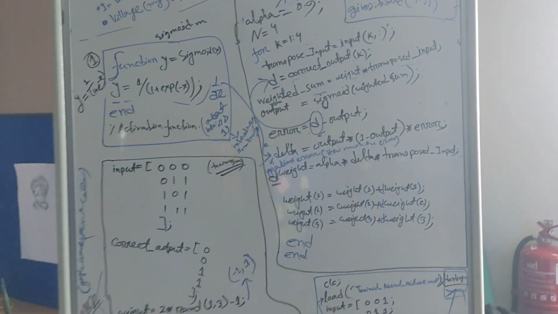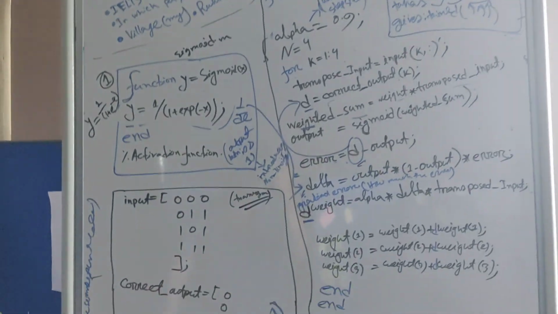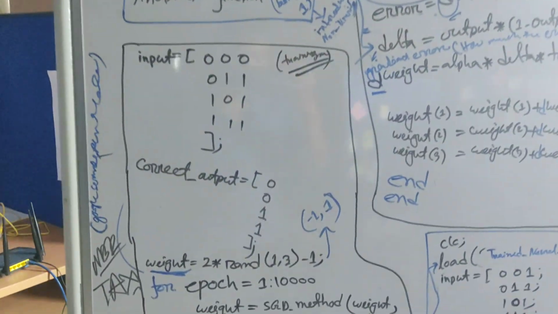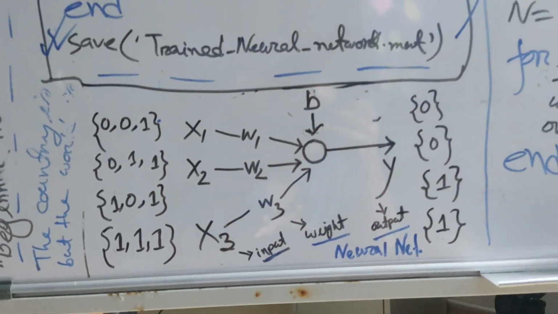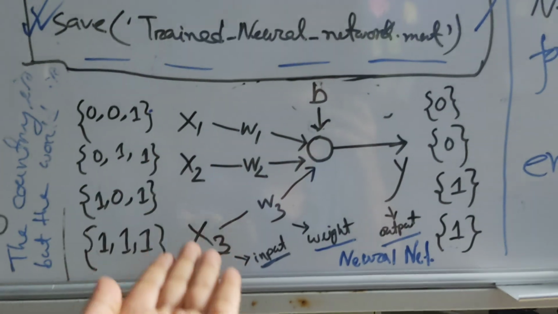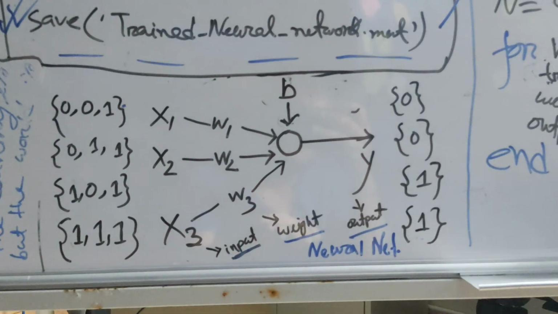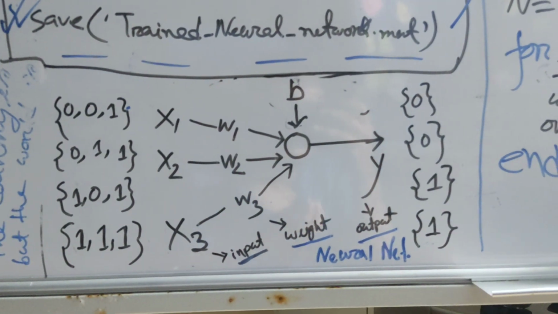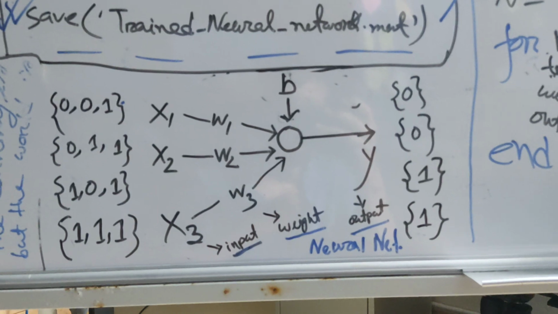So let's go to our neural structure, like the architecture. Here you can see that we have just a single layer, and x1, x2, and x3 are inputs, w1, w2, w3 are the weights, and you see the bias and the output.